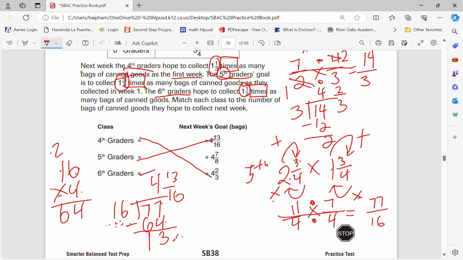Finally, that leads 6th grade to be 4 and 7/8.